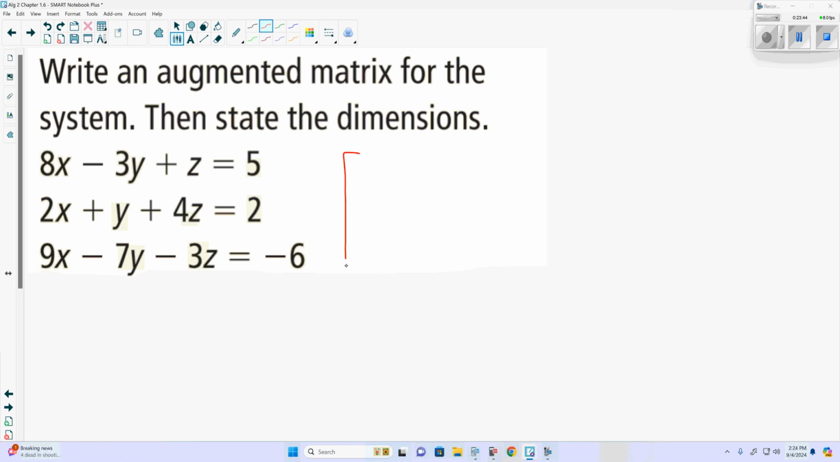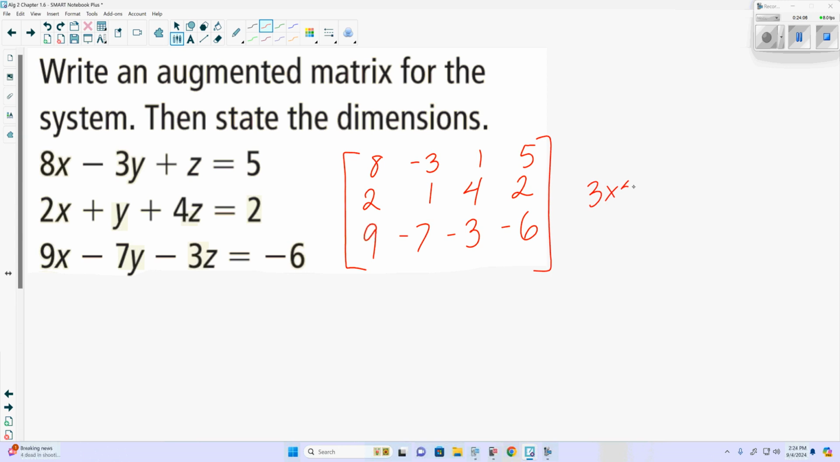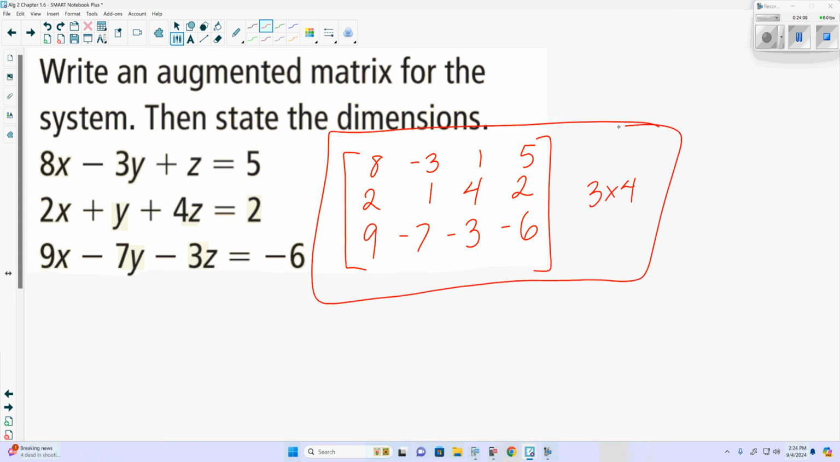And yes, the next one, all 3 equations are in the form x, y, z, yes? We go straight to the augmented matrix. Numbers across the top for our first row: 8, negative 3, 1, 5. Next row, 2, 1, 4, 2. Last row, 9, negative 7, negative 3, negative 6. And our dimensions, 3 by 4. Questions on these here? Do we need to see another example of writing an augmented matrix or stating the dimension?